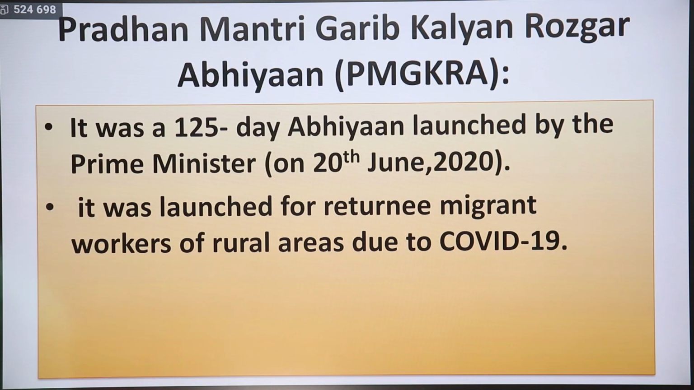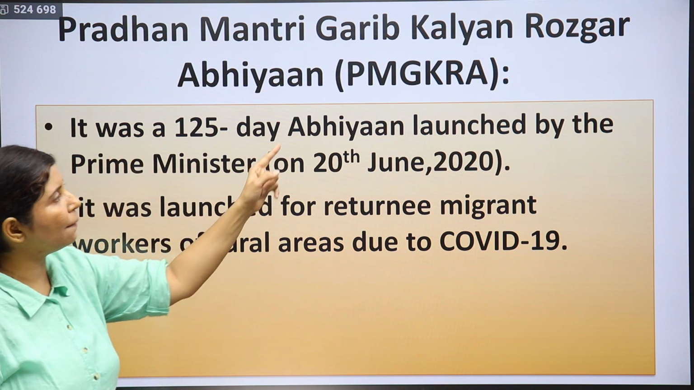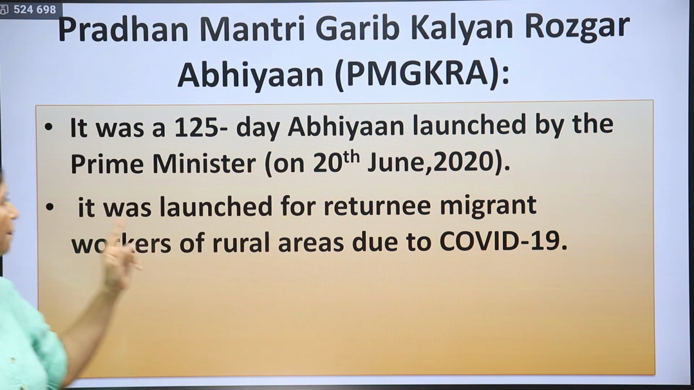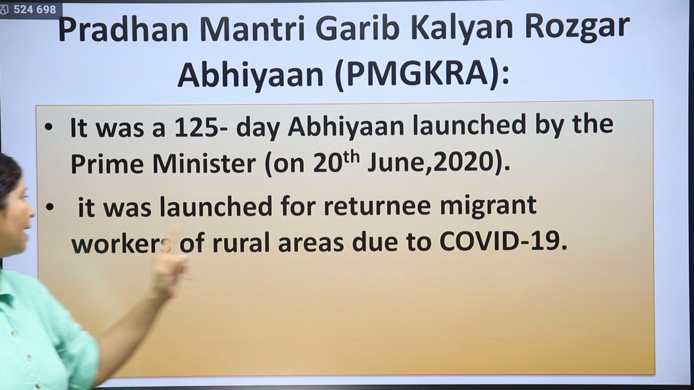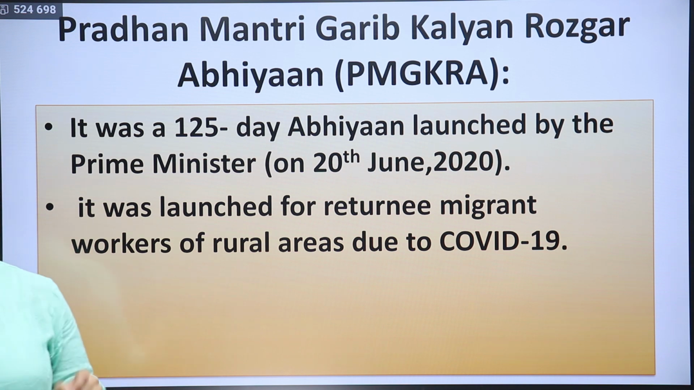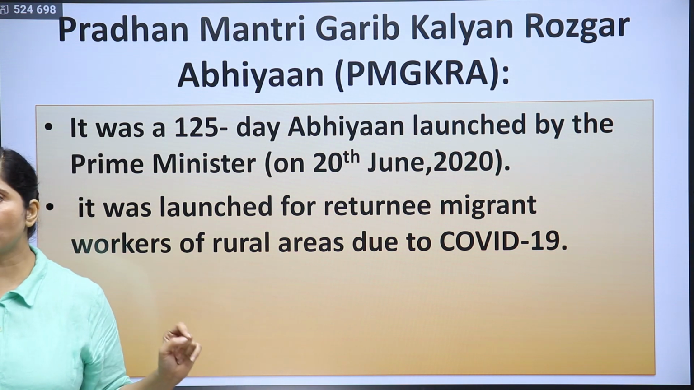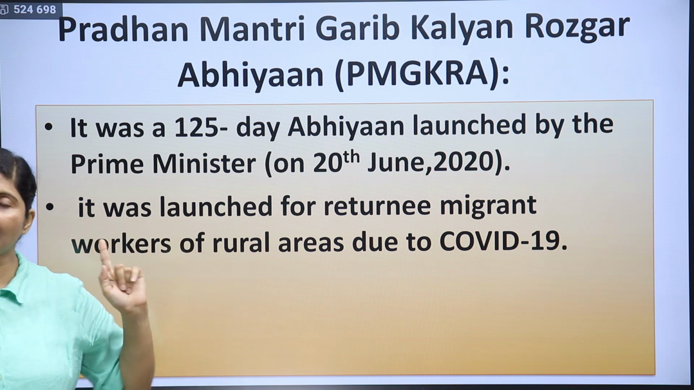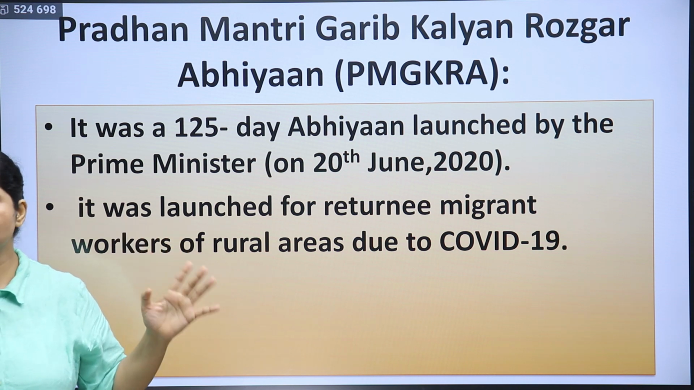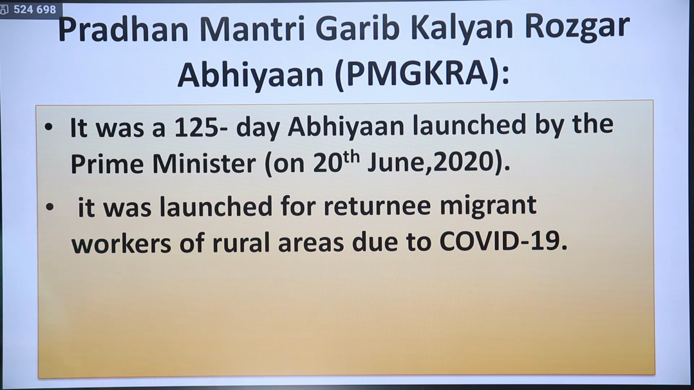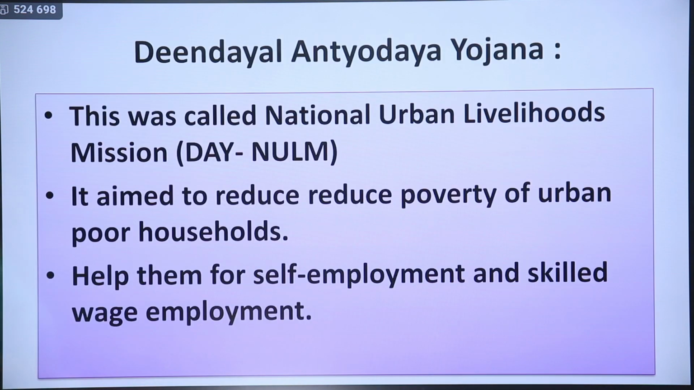Then Pradhan Mantri Garib Kalyan Rozgar Yojana Abhiyan. It was a 125-day Abhiyan launched by the Prime Minister on 20th June 2020. It was launched for returning migrant workers of rural areas due to COVID-19. During the COVID-19 pandemic, people were stranded on roads. They did not have employment, and so they moved back to their villages. And during that tough time, the government provided this scheme for returning migrant workers and to provide them employment.